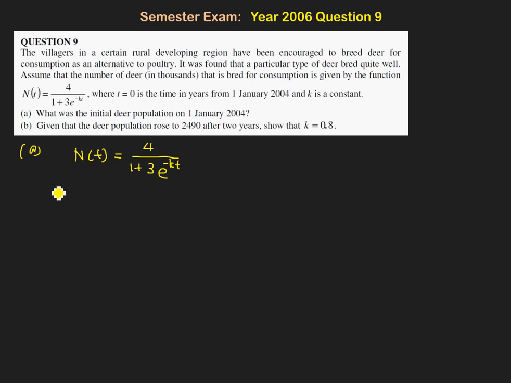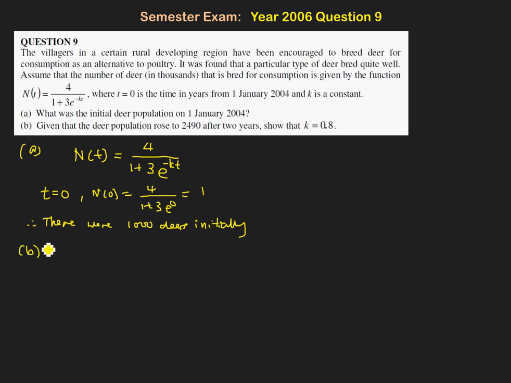And the initial deer population is when t equals 0, so N(0). Calculate this, and it will be 1, so therefore there were 1000 deer initially. So this is the number of deer we have on the 1st of January 2004.